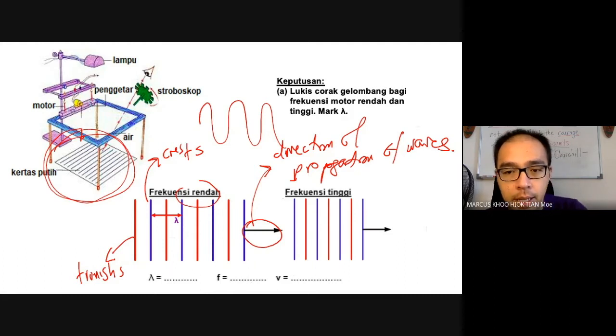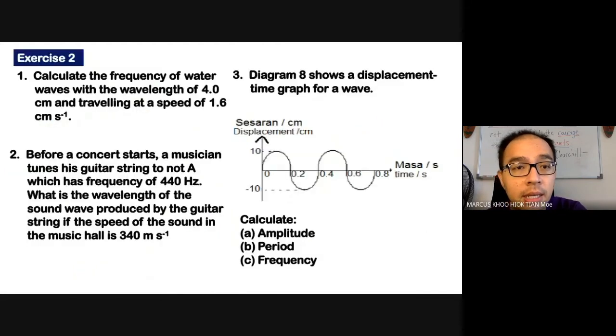All right. Let's take a look at exercise 2. We're almost done with this subtopic. I kind of want to finish this by Wednesday. So calculate the frequency of water waves with a wavelength of 4 centimeters traveling at the speed of 1.6 cm per second. You notice that the wavelength is given, so this is lambda. And the speed is given, this is v.